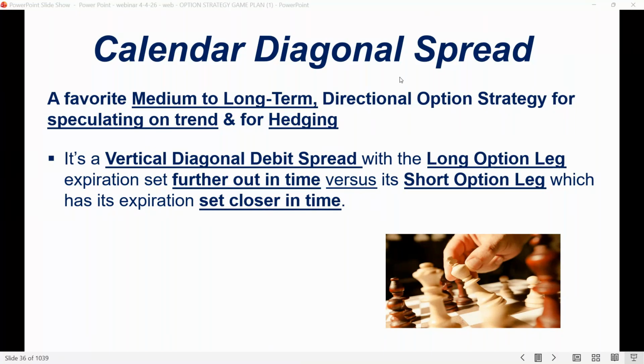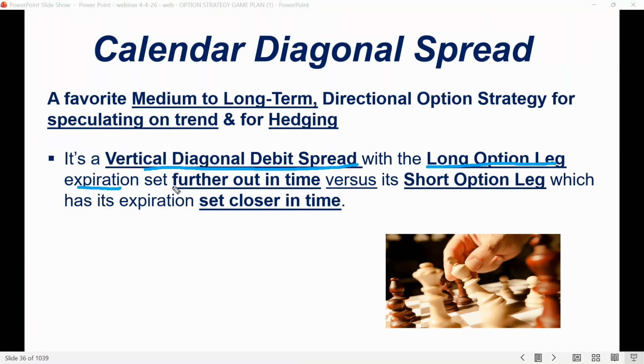So again, this is a little bit different structure, but it's structured for more of a medium to longer term directional option trade setup. And this is where you're speculating on trend either up or down, and also good for a hedging kind of spread setup. So basically, it's a vertical diagonal debit spread where your long option leg of the spread is further out in time.